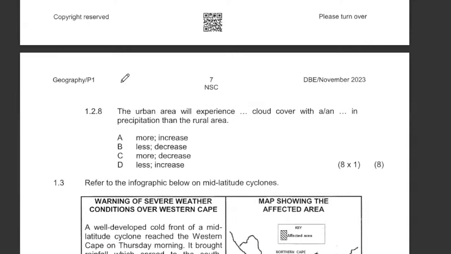1.2.8, the urban area will experience cloud cover with larger precipitation than the rural area. So there, 1.2.8, the answer is A. Okay.